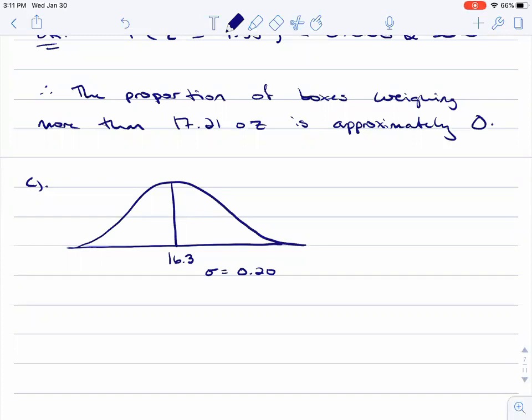Same idea. We're just going to draw out the area that we're looking for. So 16.11 is to the left of 16.3, and 16.61 is to the right of 16.3. And the area we're looking for, we can just shade it in, is this area.